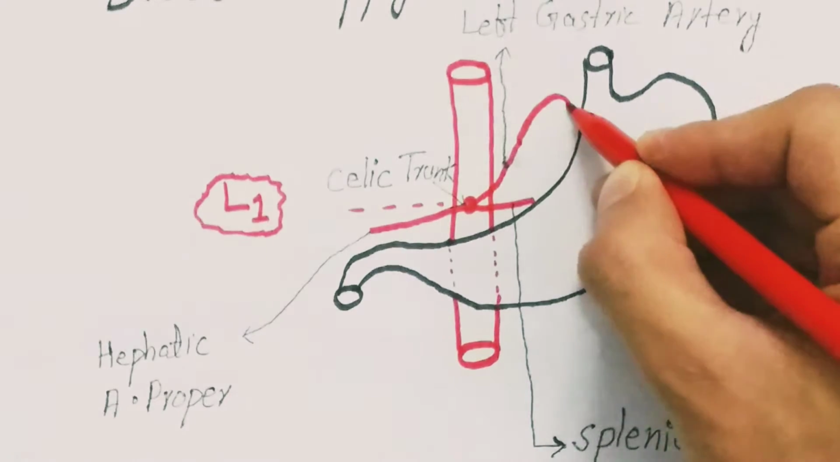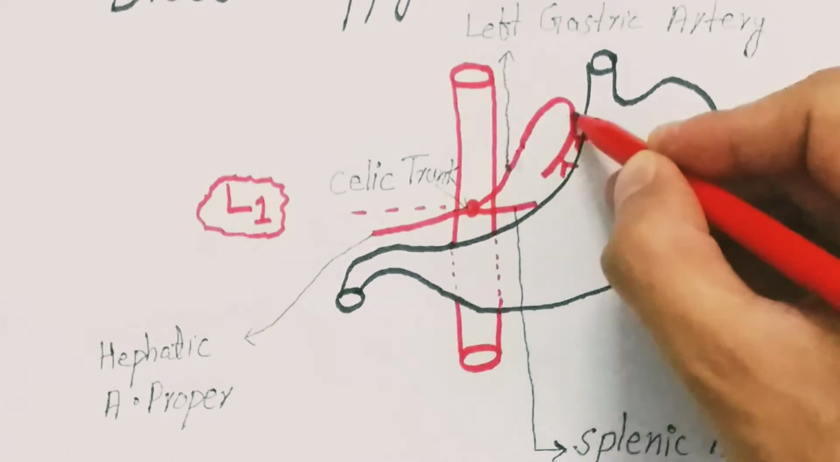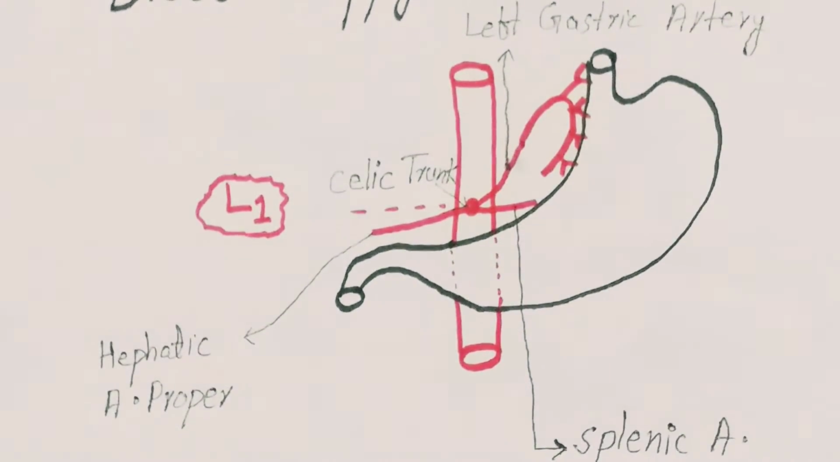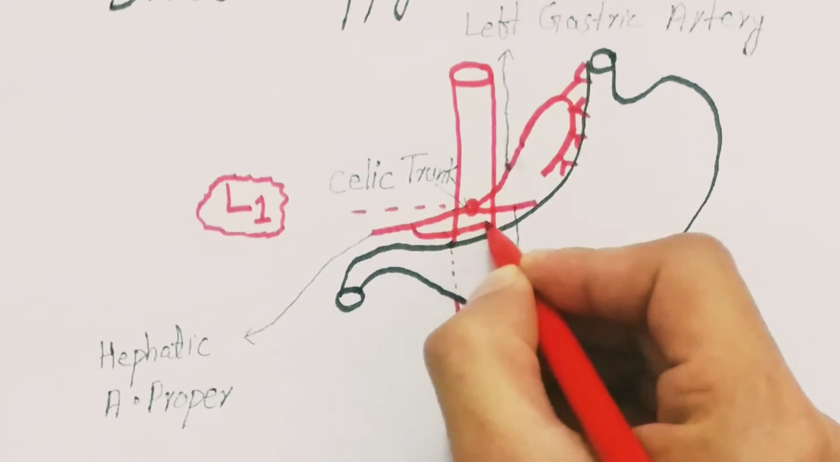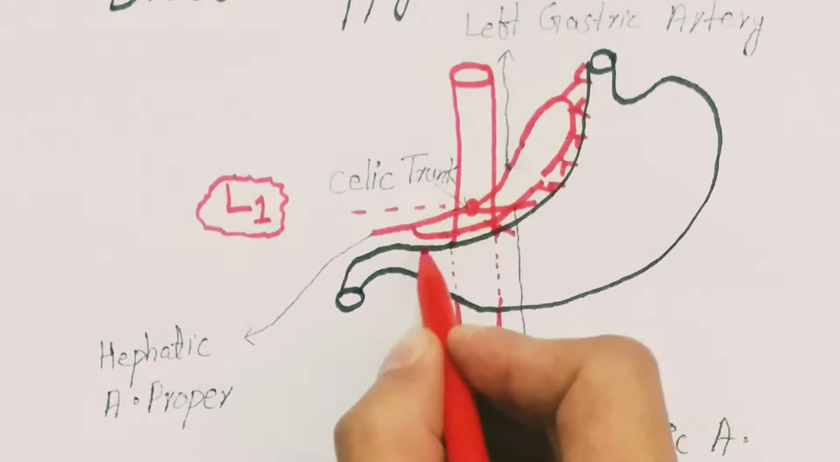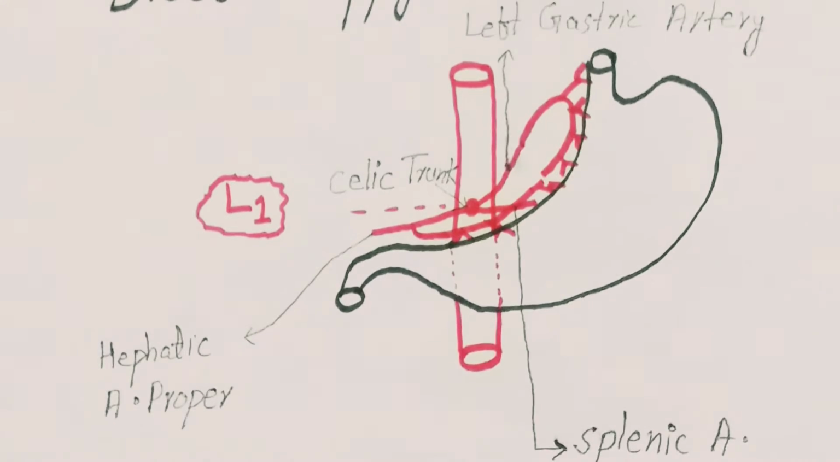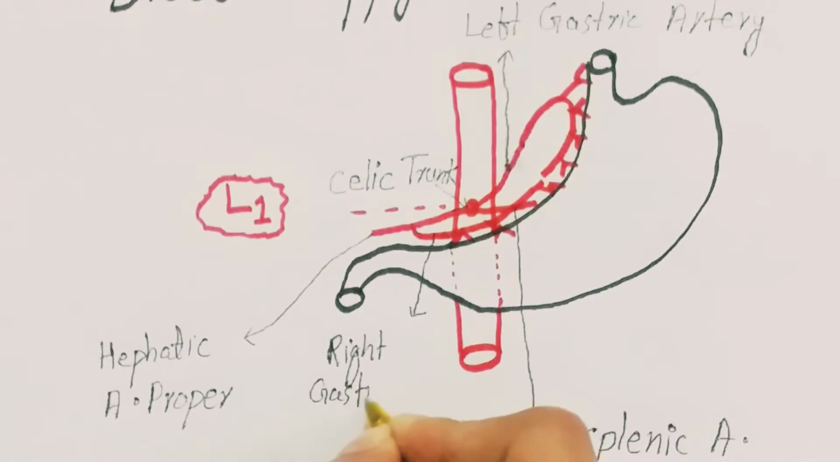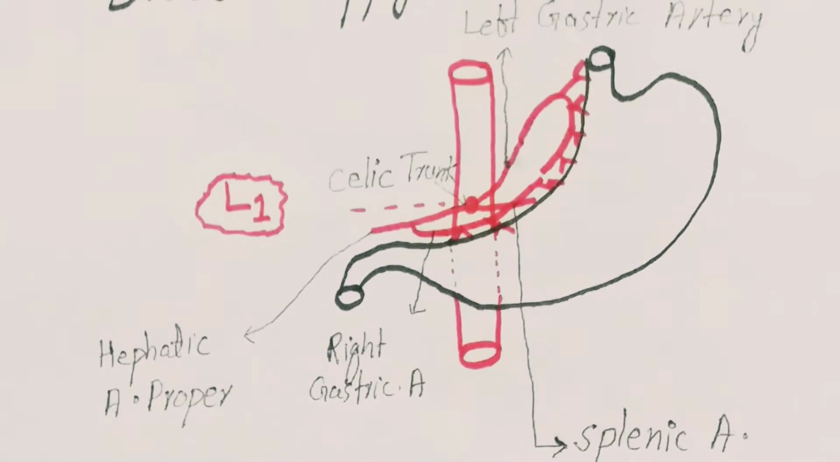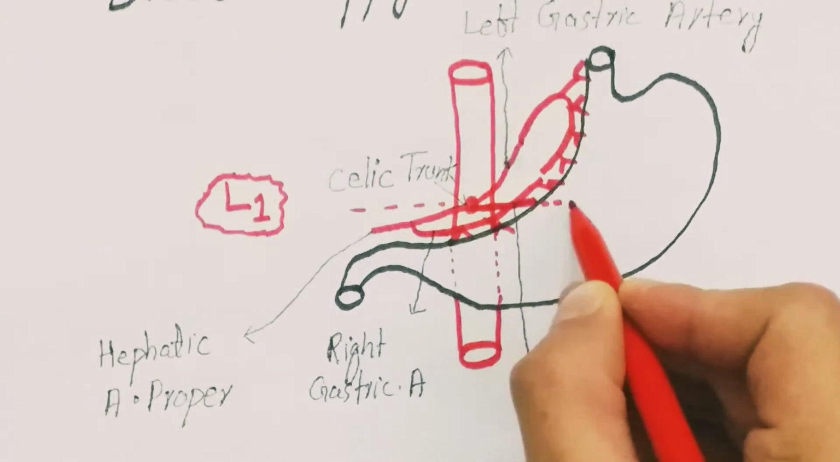The left gastric artery ascends upward and it is supplying the superior portion of the lesser curvature of the stomach, as well as the abdominal esophagus. Now the remaining portion of the lesser curvature is supplied by a branch of the hepatic artery proper, that is called the right gastric artery.